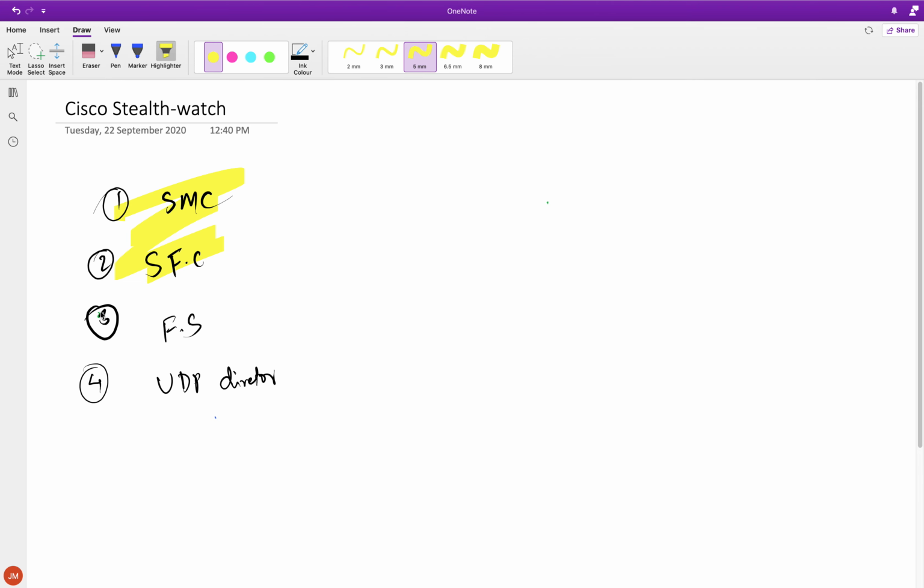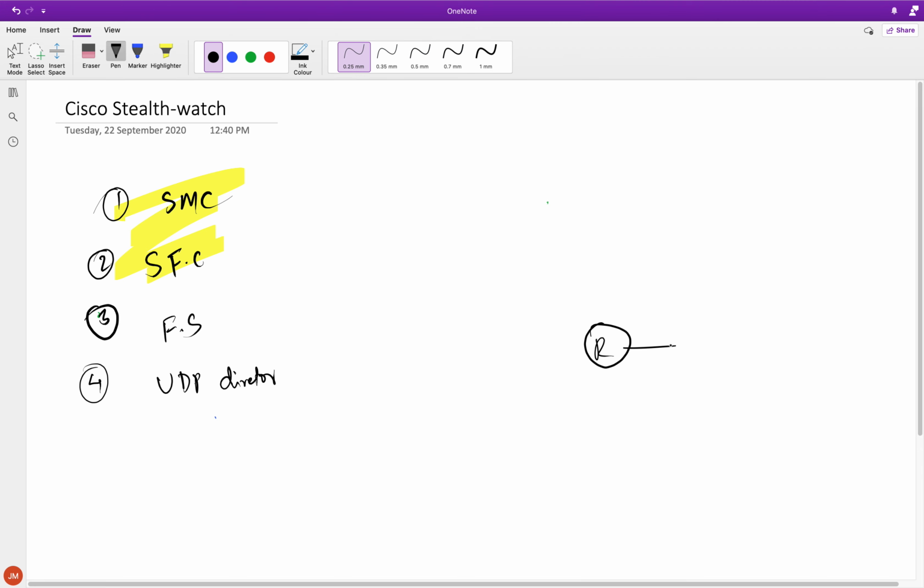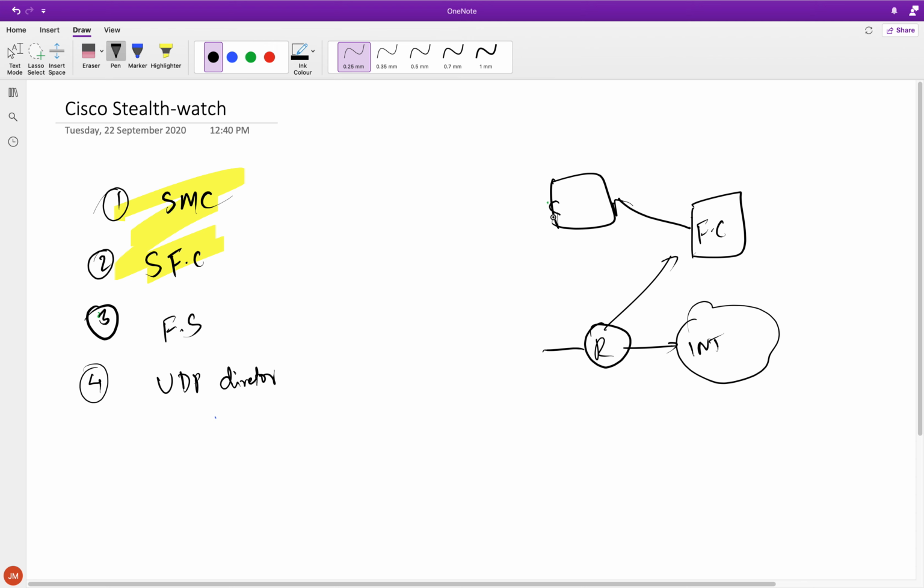For a Stealthwatch system, you really need to have a Stealthwatch Management Console and a flow collector. In its simplest terms, this is how it operates. Think of the router I was talking about earlier. You have the internet here. I can send a flow of NetFlow up to the flow collector. I can configure an appliance to be the flow collector, and that flow collector will then talk to my SMC.